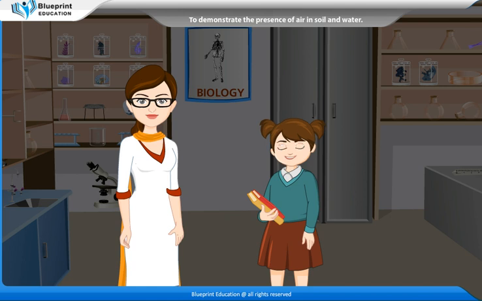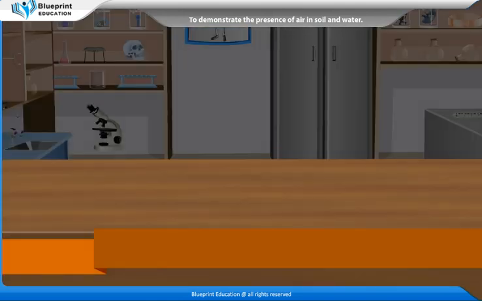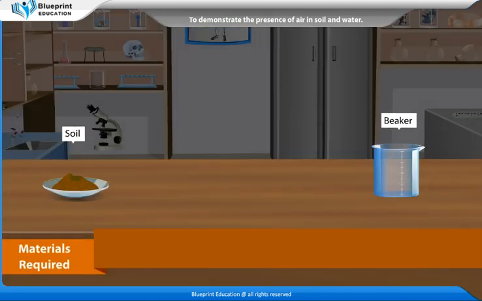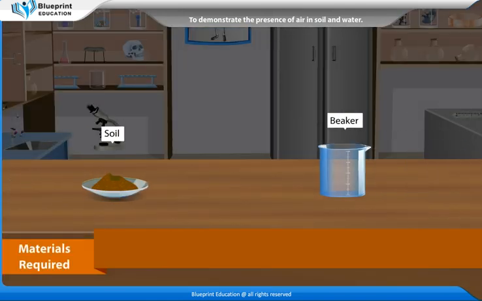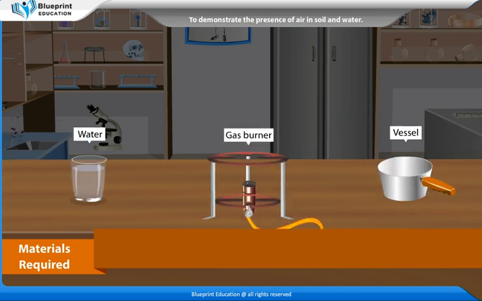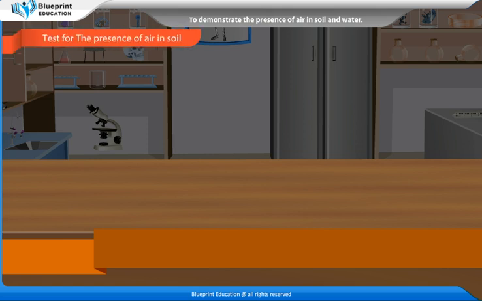Madam, how will you detect the presence of air in soil and water? Let's perform an experiment to detect the presence of air in soil and water. The materials required are soil, a beaker, water, a gas burner, and a vessel. Test for the presence of air in soil.